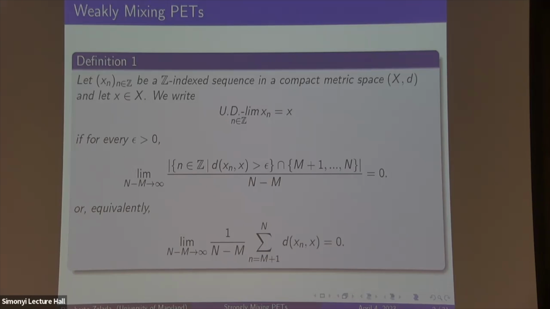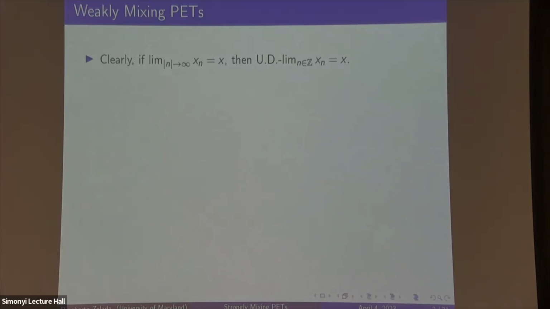Okay, so another, equivalent way of defining this is by using a strong Cesaro average, like the one here. The only thing that one has to be careful with is that here I have compactness. Without compactness, that is not true. Okay, so that's a mode of convergence. Of course, the usual limits are stronger than limits in uniform density.